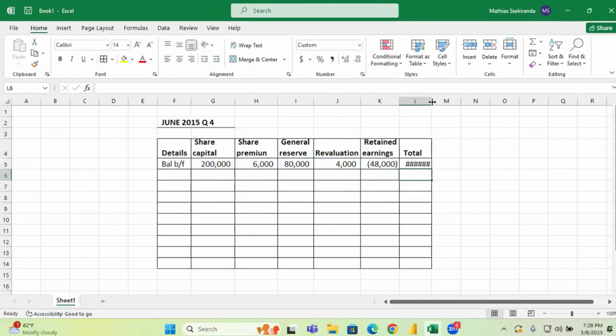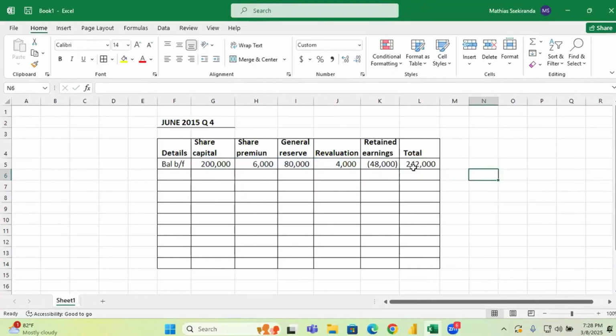You'll get the total horizontally. So I'm getting 242,000. Any questions so far? So number one thing when you do this, you have to bring forward the balances that were given. They give you marks when you are bringing forward these balances. Any questions so far?